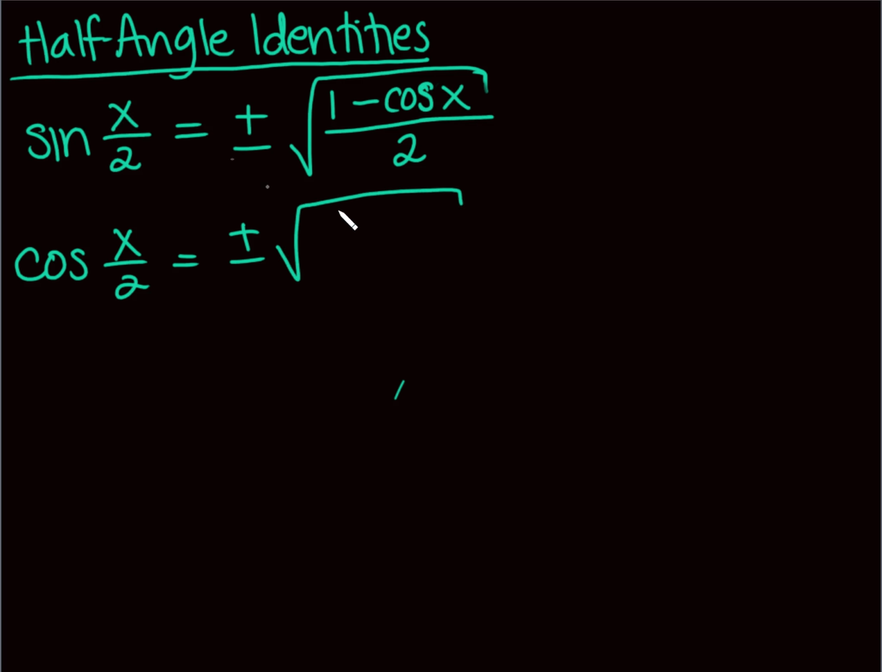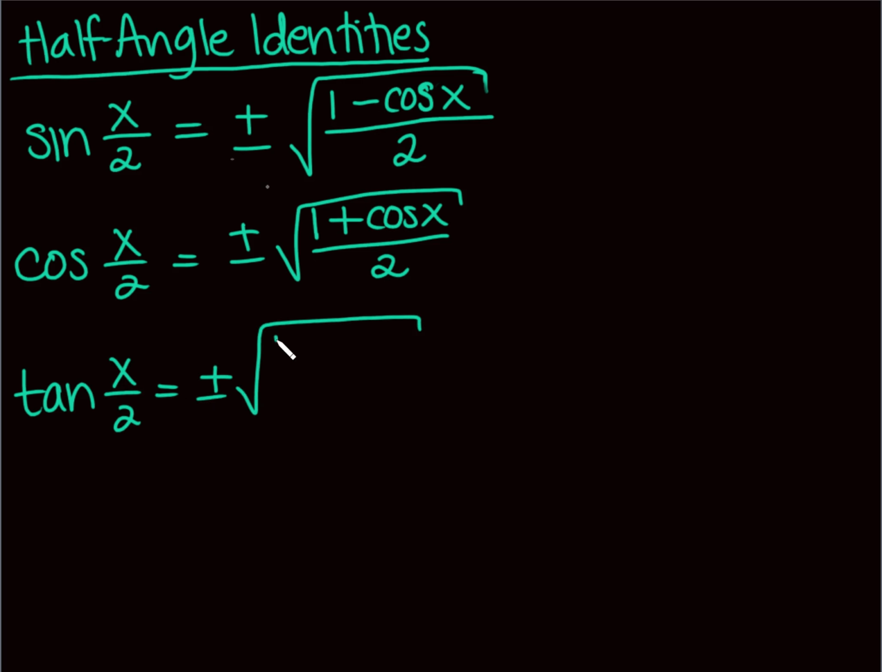But instead of having minus, I'm going to have plus. So this is 1 plus cosine of x all over 2. And then the tangent one is kind of cool, actually, because the tangent one, again, I'm going to give these to you, but you need to know how to use them, is I would divide these two. The 2's would cancel, so I'd still have plus or minus 1 minus cosine of x all over 1 plus cosine of x.